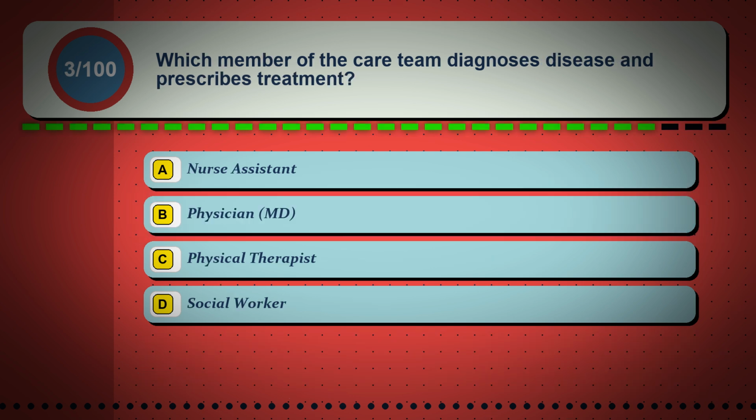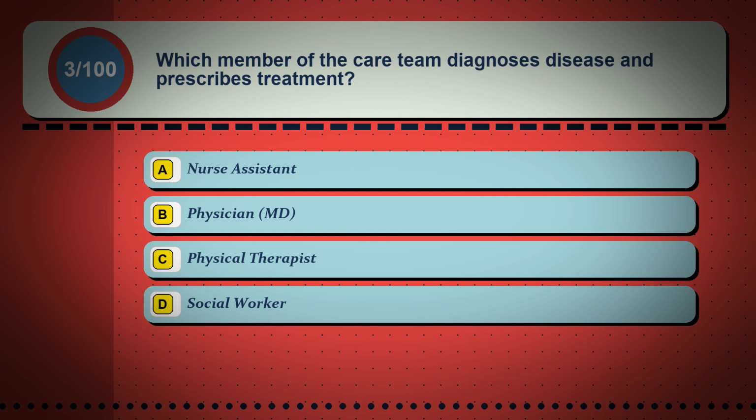Question 3. Which member of the care team diagnoses disease and prescribes treatment? Option A. A nurse assistant. Option B. Physician, MD. Option C. A physical therapist. Option D. Social worker.